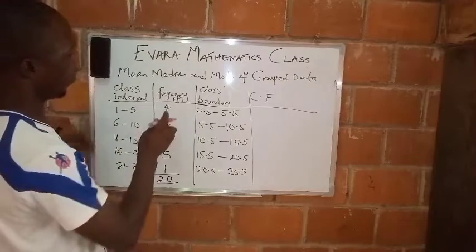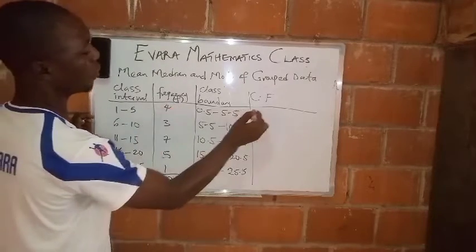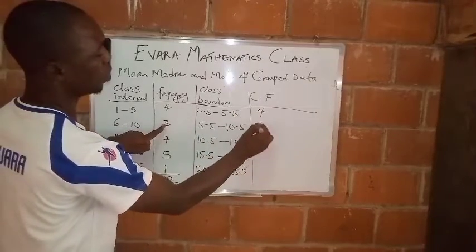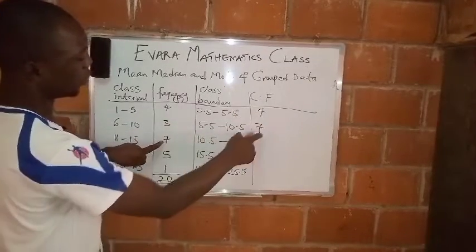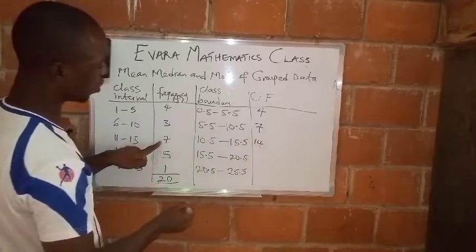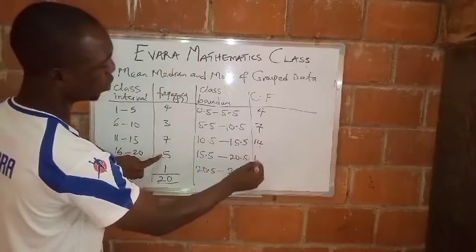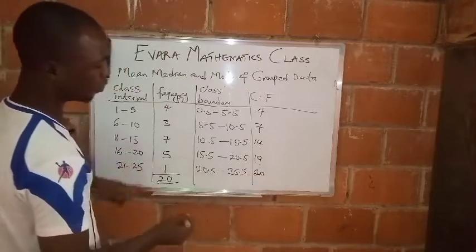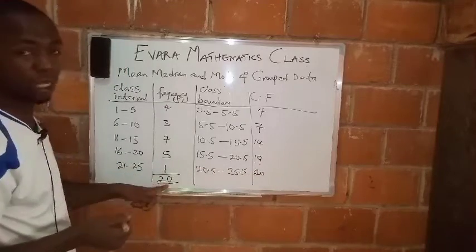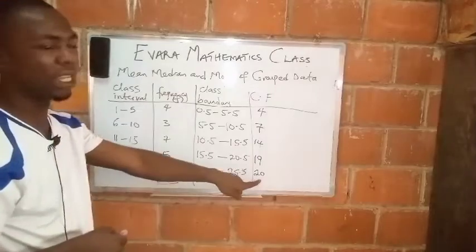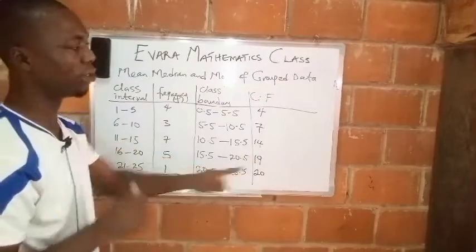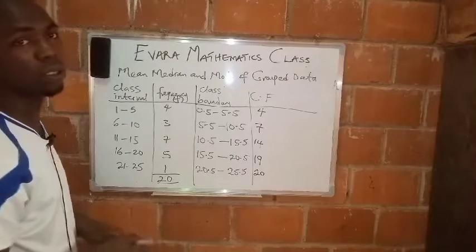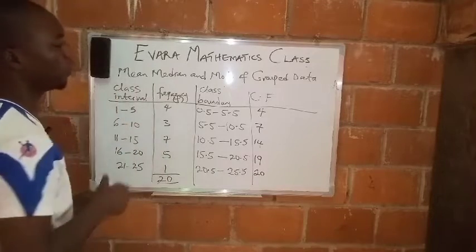Now this cumulative frequency is built from the frequency. The first one is 4. Then you add 3 to this 4, you get 7. Add 7 to this 7, you get 14. Then 5 plus 14, 19. Then 1 plus 19, that is 20. Remember, the total frequency here is 20, so your last value here must be 20. After getting this, you now proceed to the formula.